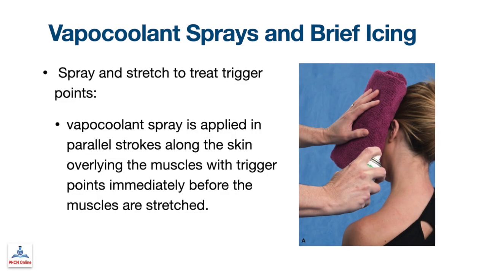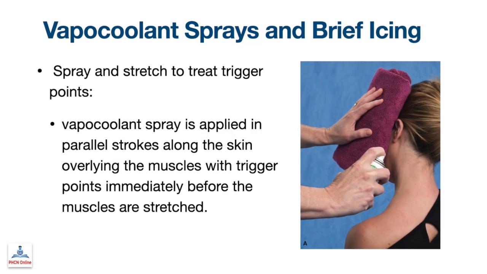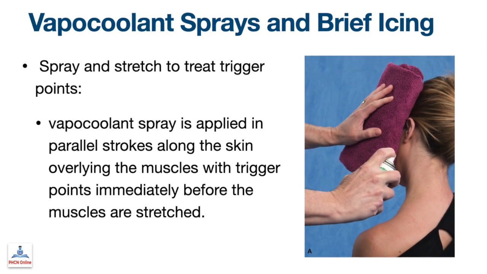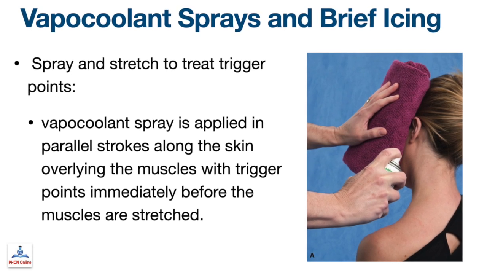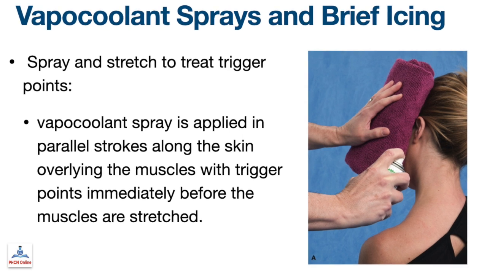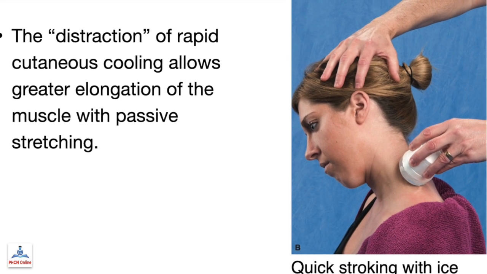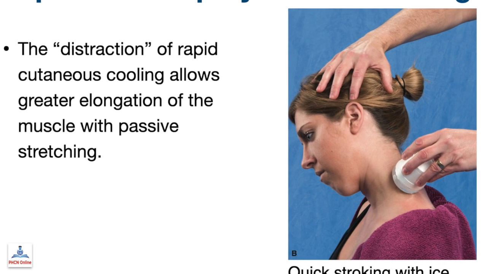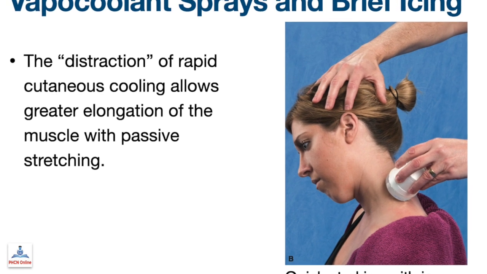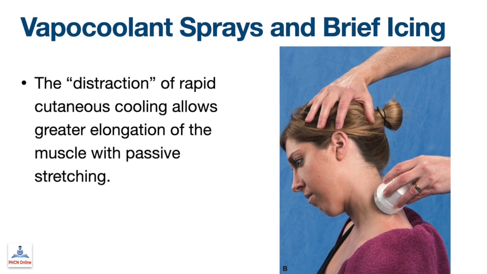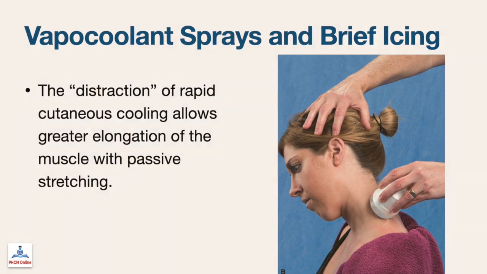For this application, immediately before the muscles are stretched, vapocoolant spray is applied in parallel strokes along the skin overlying the muscles with trigger points. Ice may also be stroked along the skin in the same area for this purpose. The distraction of rapid cutaneous cooling allows greater elongation of the muscle with passive stretching.